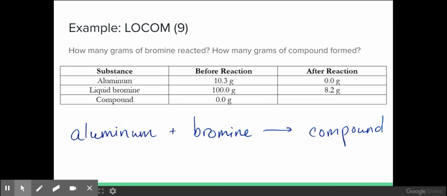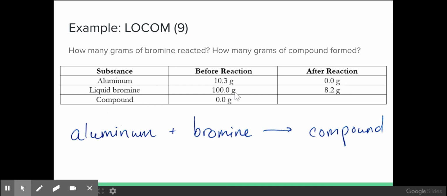So in this reaction, I have aluminum plus bromine yields compound, whatever that compound is. Before the reaction, I obviously have 0 grams of this compound, but after the reaction, I'm trying to figure out how much I had. I know that I have 8.2 grams of bromine after the reaction, which means that only some of that 100 grams actually did react. The aluminum is gone, though. The aluminum completely reacted. So my mass of aluminum before the reaction was actually 10.3 grams.